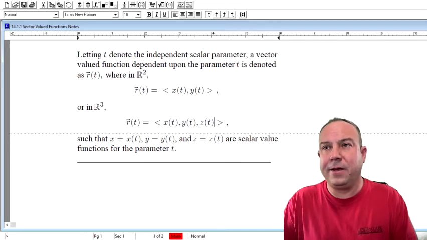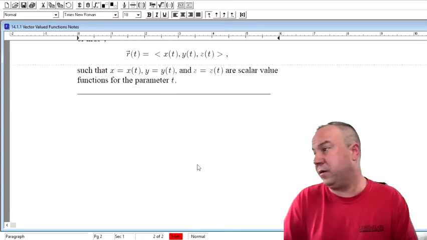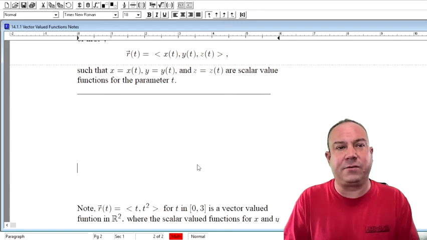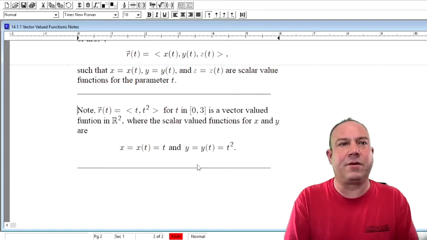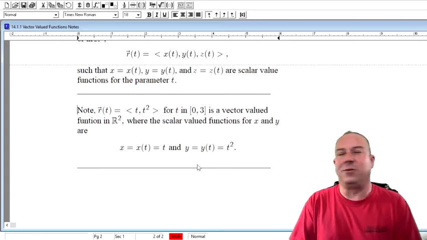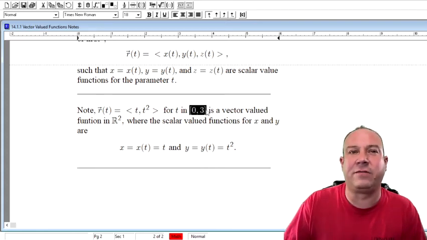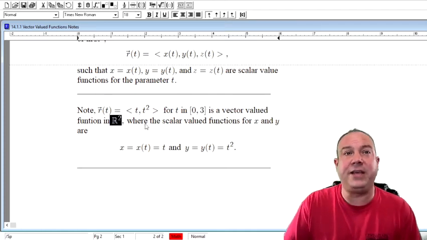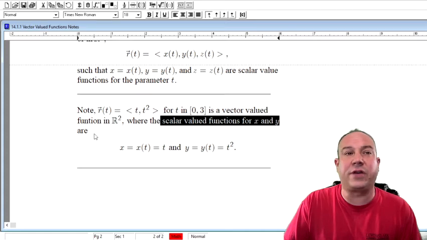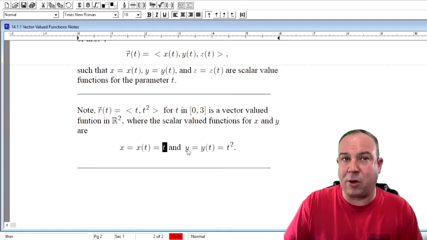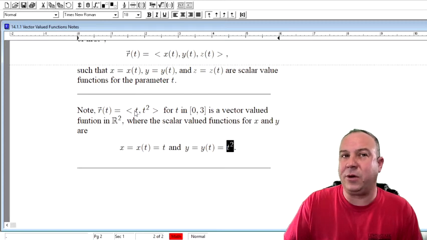All right. I do think I finish up here with just going back and summarizing this in our two-dimensional example, right? Note r bar of t equal to t comma t squared for t in this closed interval from 0 to 3, it is a vector valued function in R 2, right, two-dimensional space, where these scalar valued functions for x and y are these functions: x equal to x of t equal to t for the first component, for the x component, and the y component, y of t, is simply equal to t squared, right?